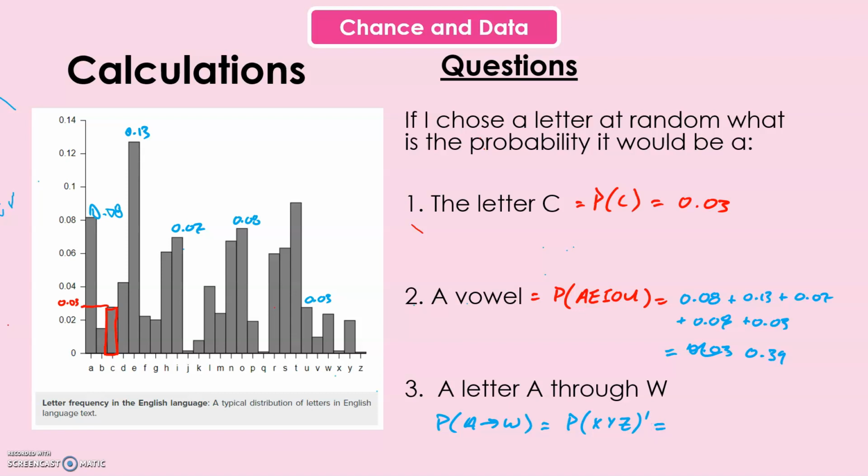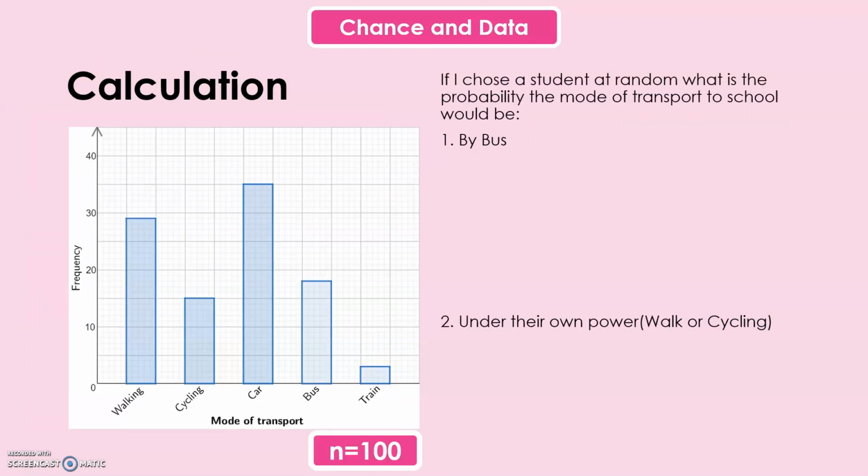So the probability that it's not X, Y, or Z is 1 take away the probability of X, Y, and Z, which in this case is 0.02. We'll just ignore the probabilities of X and Z because they're so small, which gives us the answer 0.98. Right, that's that one. So, last question.